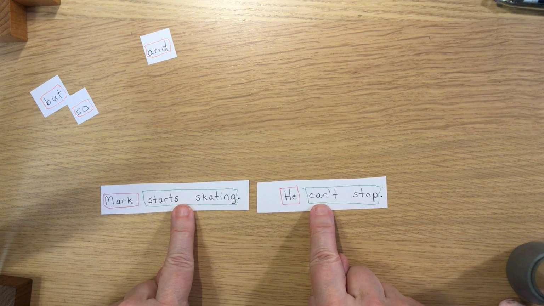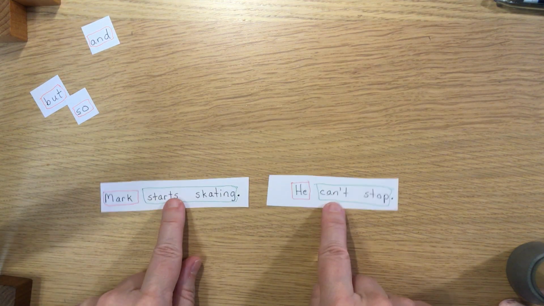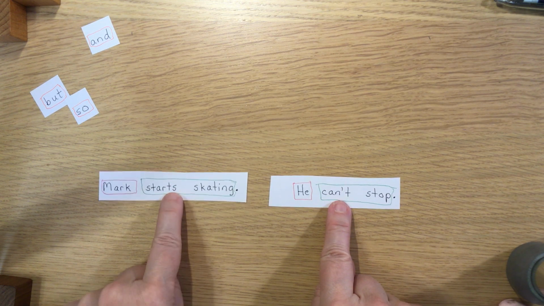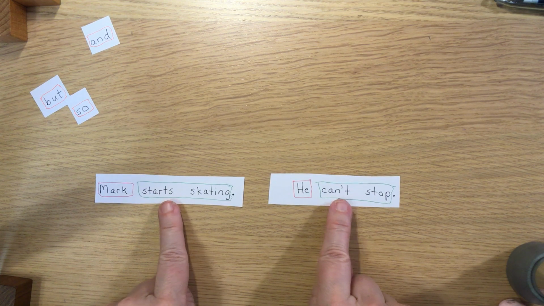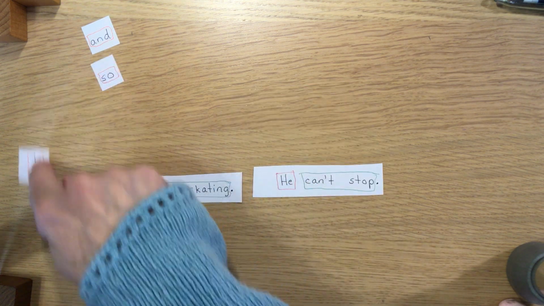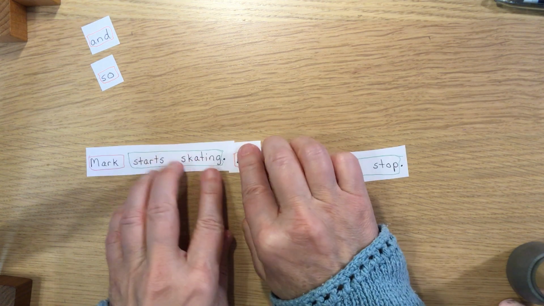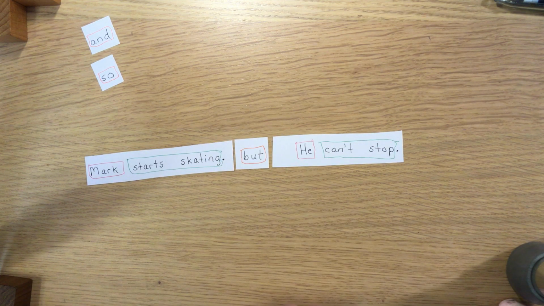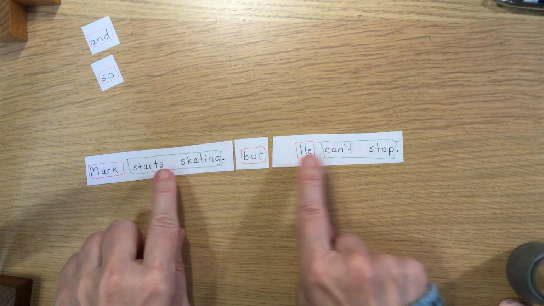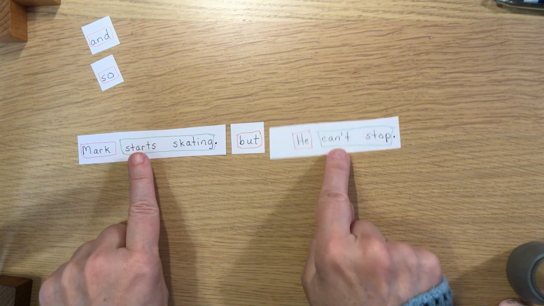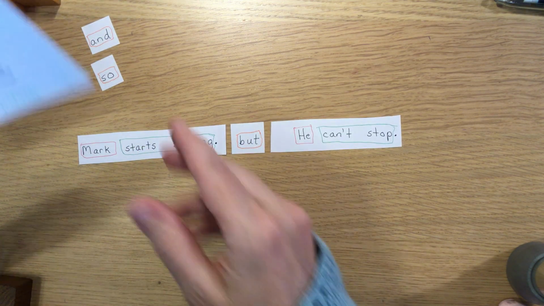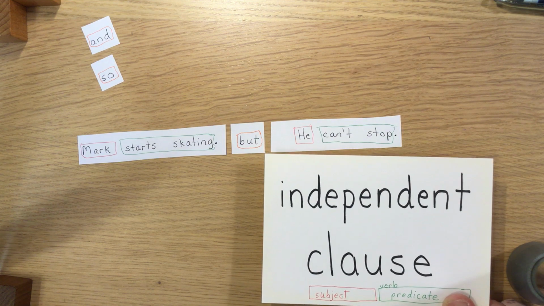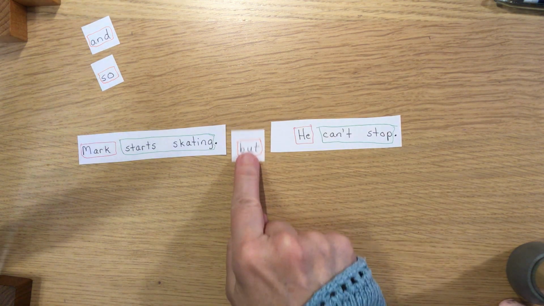So we have these two things happening here. We know they're not happening at the same time, so we're not going to use and. The reason he can't stop, I don't think this one is causing this one, maybe, but I think what sounds like it might work is but. So I can say, Mark starts skating, but he can't stop. That makes sense. Now, we have a rule with this. We have an independent clause here, and then we have the glue, and then we have an independent clause here. Okay, so this is an independent clause over on this side, and this is an independent clause over on this side, and we are gluing them together with this word but.